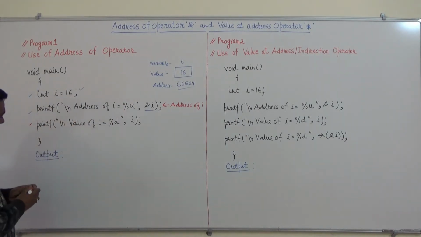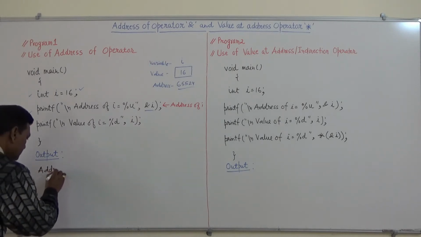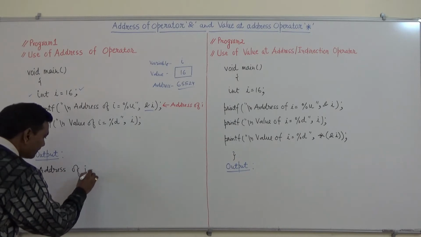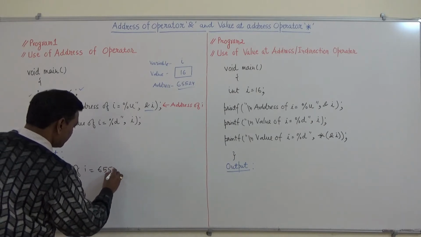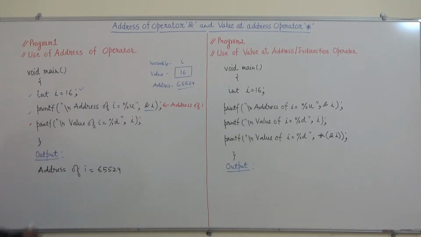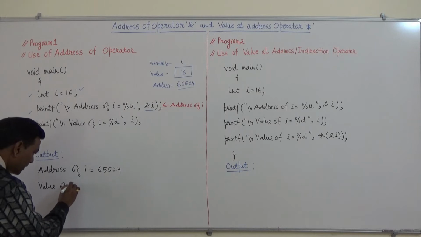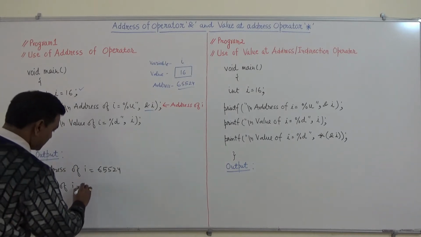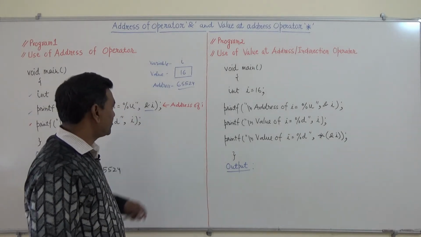Now we can also write the output for this program. The address of I is 65524, and the value of I equals 16. So this is the simple output. Here we are using the address of operator, that is ampersand.